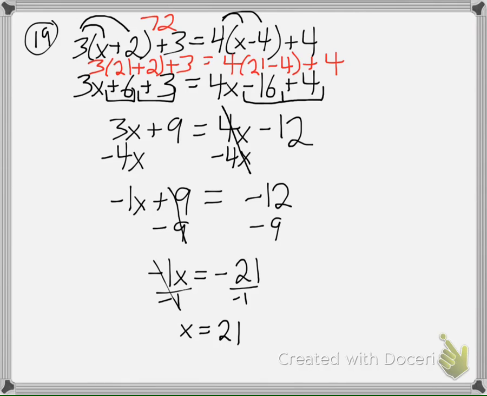And on the right-hand side, I have 4 times (21 minus 4) plus 4. 21 minus 4 is 17. And then I can multiply that times 4, and then I can add 4 to that, and I get 72. So that's a really quick, easy way to make sure that the solution I got is, in fact, the correct solution to that problem.